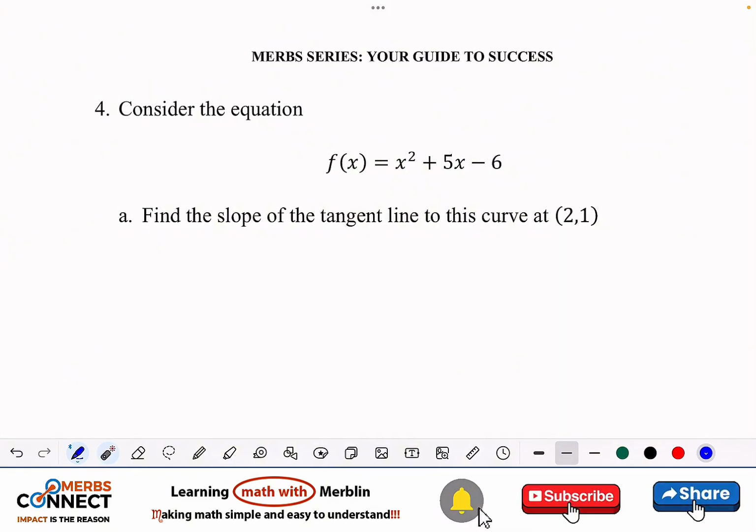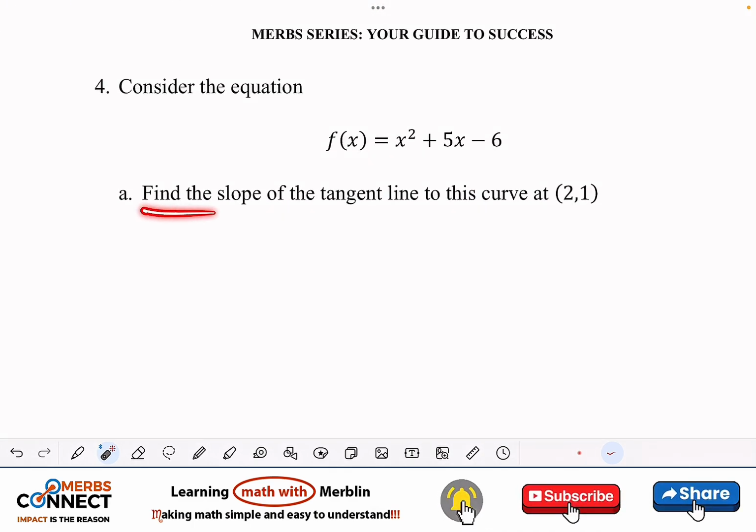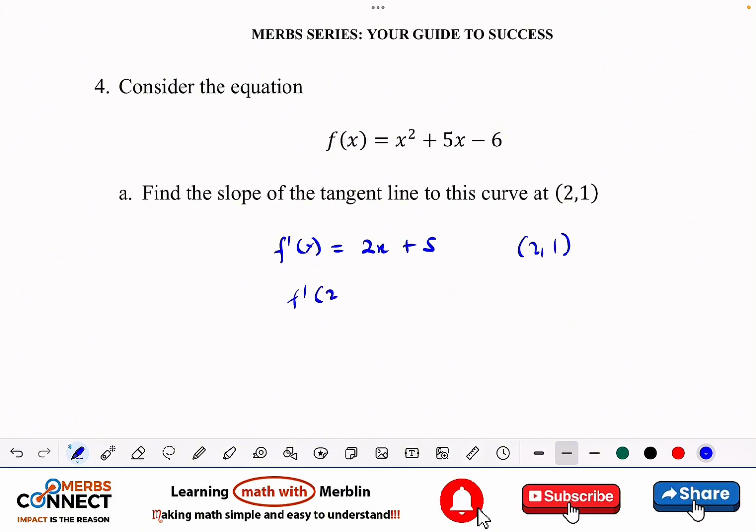Now let's take more example. Now find the slope of the tangent line. So let's find the slope from this one. So the slope means that we need to find f prime of x. So let's do that. This is going to give us 2x plus 5. At the point 2 and 1, so this one f prime of 2, because x is 2, is going to give us 2 times 2, so this is 4 plus 5, which is equal to 9. So this is very simple.